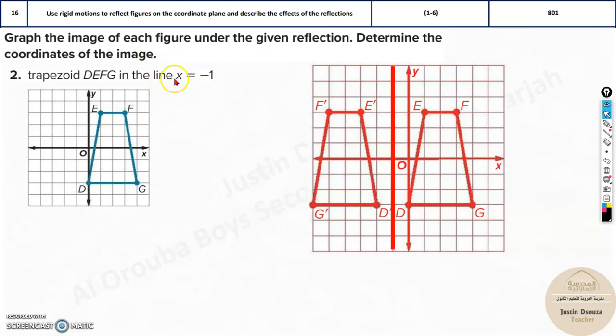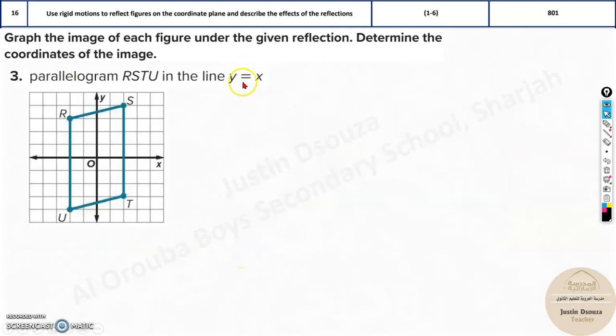Make sure you understand x equals negative 1 means where is x minus 1? This is the x-axis. Minus 1 is here. Draw a straight line over there. That is it. Similarly, please do try the others and then write the coordinates over here. That's it. Same thing. This is simple.